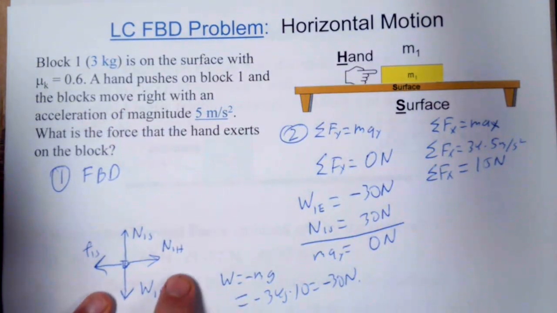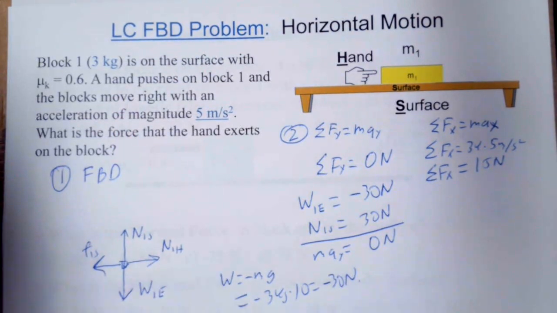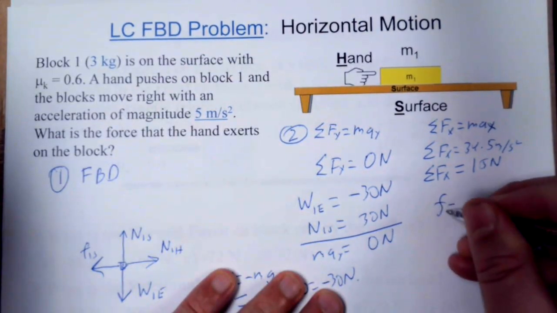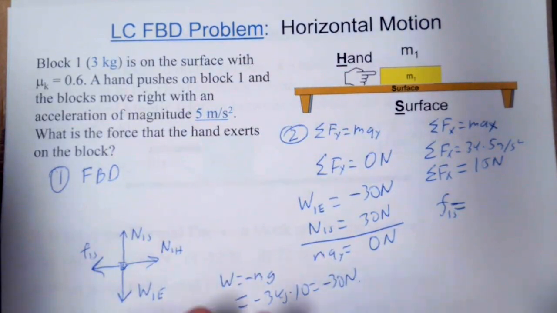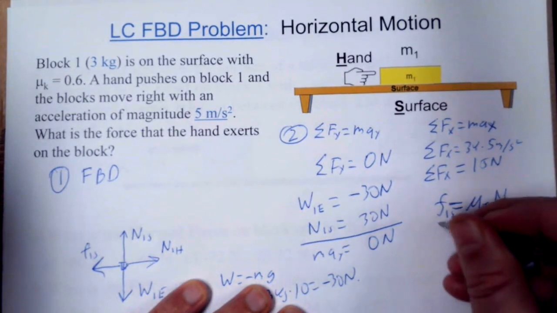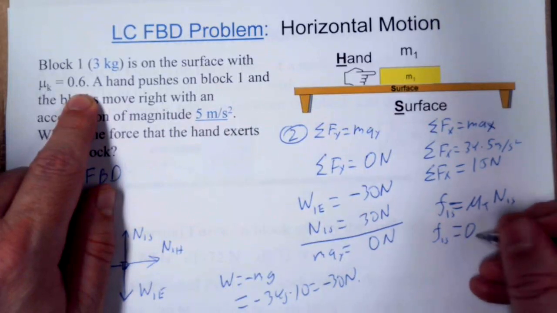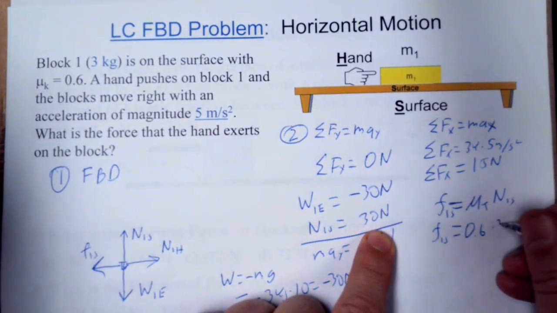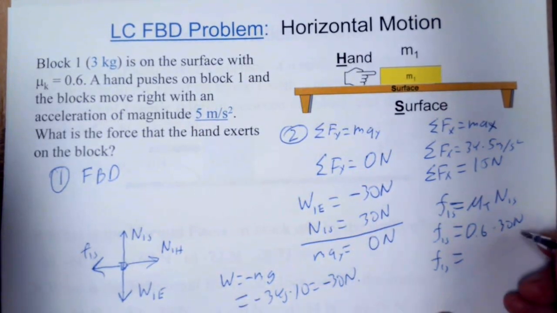We go back to our free body diagram, and we have the friction force, and we have the normal force. So the normal force is the one we're trying to find. So what is the friction force? The friction force is going to be equal to mu k times normal force. So mu k, the kinetic coefficient of friction, is 0.6. The normal force is 30 newtons. So that means friction is 18 newtons.